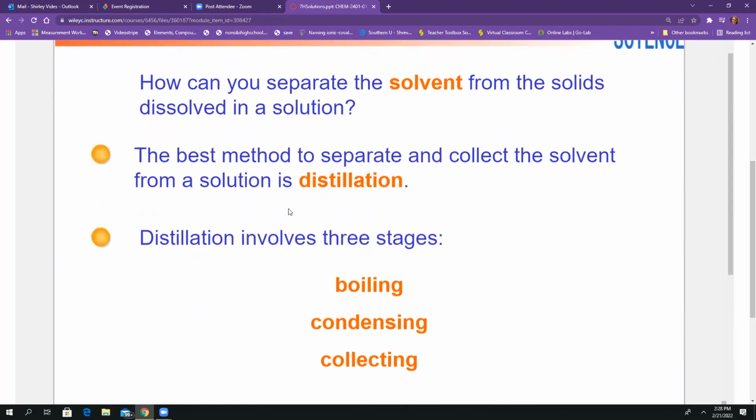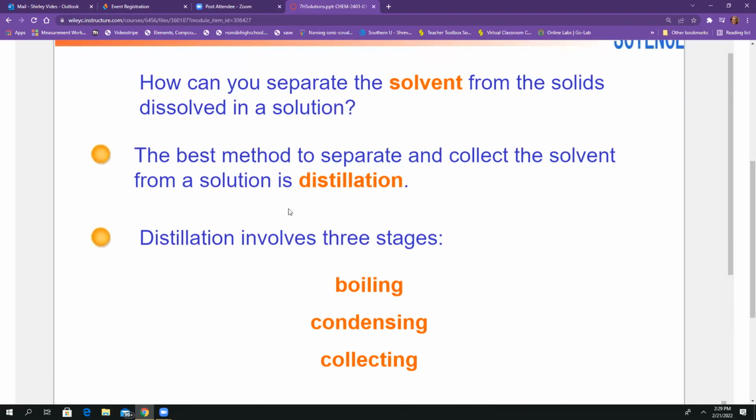Okay. That's when you want to separate a bunch of things at once that are soluble in the same solvent. How do you separate the solvent from the solids in a dissolved solution? Well, this is when you want to keep either both or just the one. But the best method to do it is by boiling or distillation. When you do the distillation, you have three parts. The first one is the boiling. That's when the distillation happens.